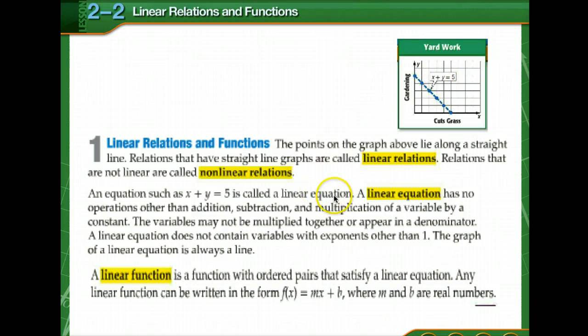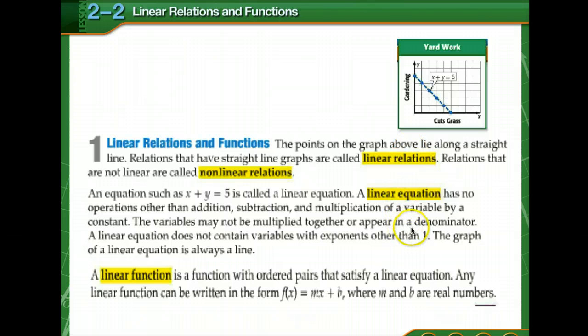That one's called a linear equation. A linear equation has no other operations in it other than addition, subtraction, and multiplication. So notice here we've got addition. And there's multiplication of a variable by a constant. So here this one is multiplied by 1. See, there's nothing in front of it, so that's assumed to be a 1. The variables may not be multiplied together, so you can't have xy. It has to be x plus y or x minus y.